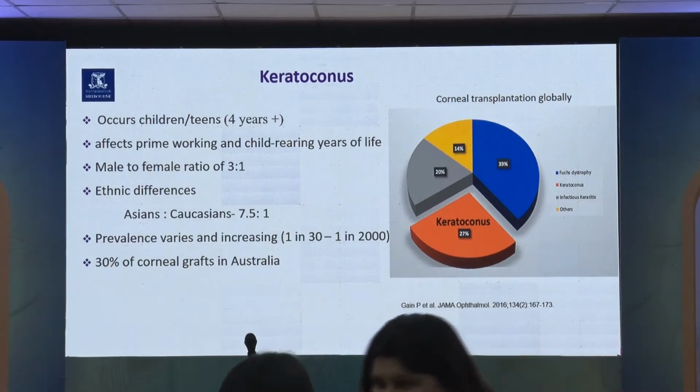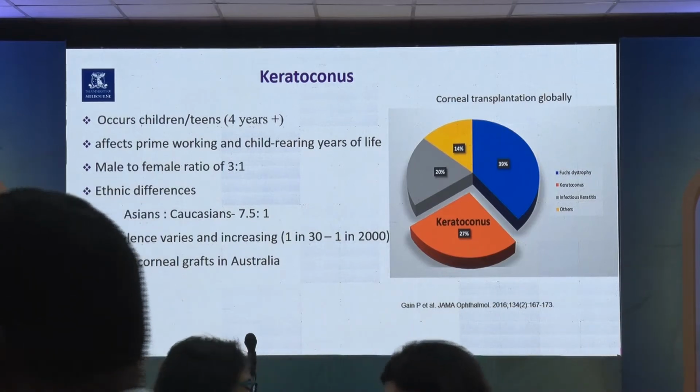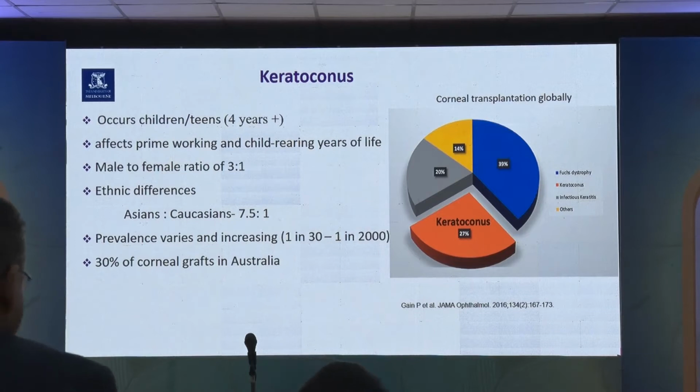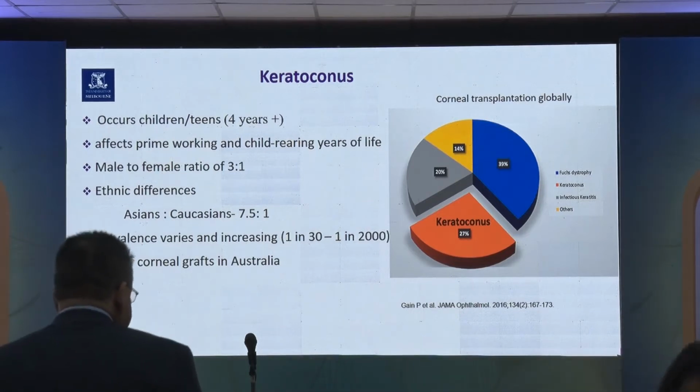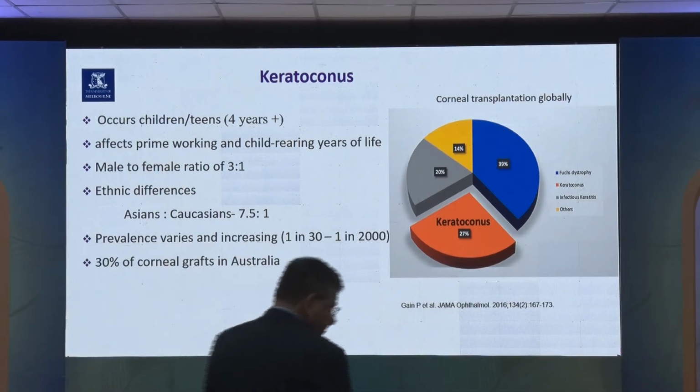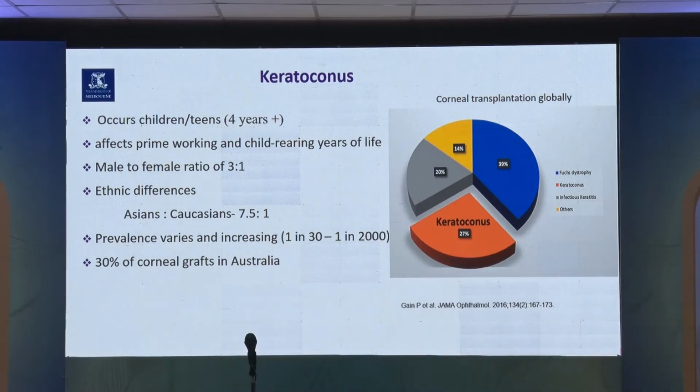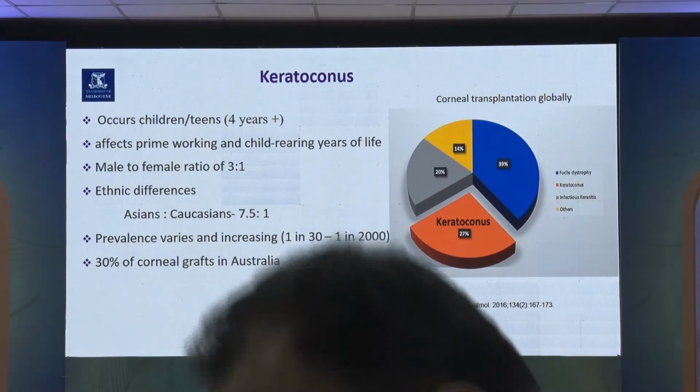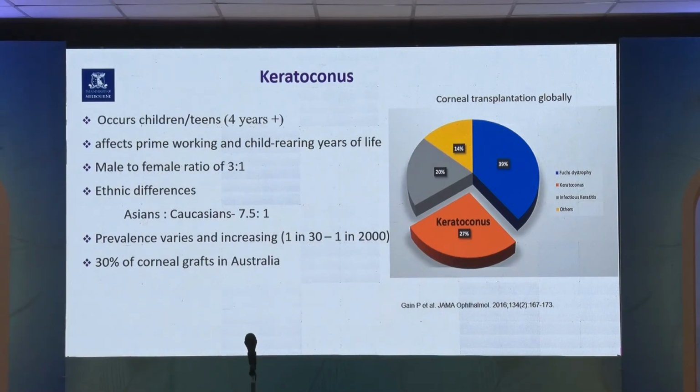Keratoconus, even though it's relatively rare, occurs in children and young adolescents. So it affects people for the rest of their lives, as opposed to aging diseases such as macular degeneration or glaucoma. The impact is basically lifelong. There seems to be an increase in male to female ratio of keratoconus, and there are ethnic differences around the world. We don't really understand why, but certainly in Asia and the Middle East it seems to be more prevalent than in Europeans.